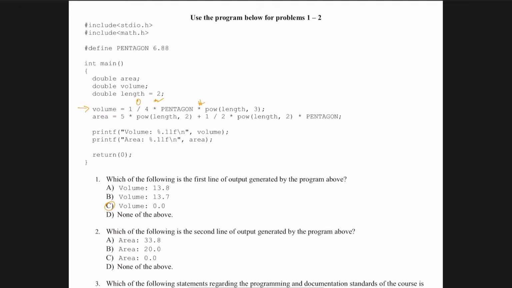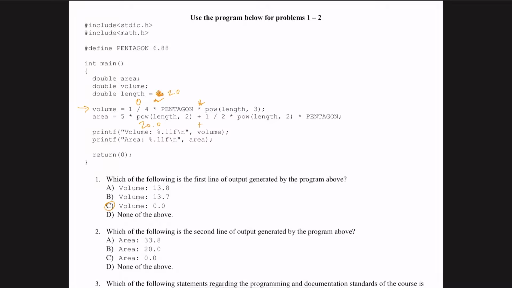Question 2 now, we're looking at area. So we have, once again, 5 times length squared. Well, length is 2.0. And I always like to rewrite it with the decimal just as a reminder that it's a double and not an integer. So 5 times 2.0 squared is 5 times 4.0 or 20.0.